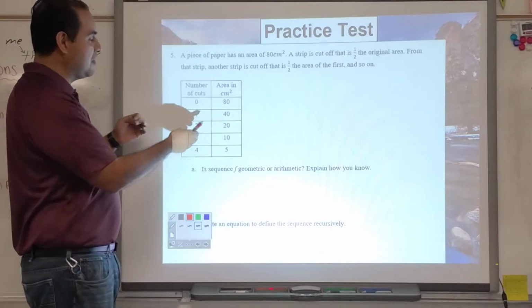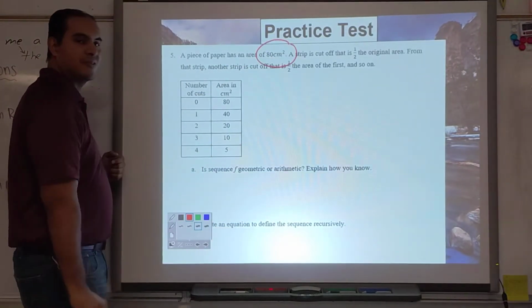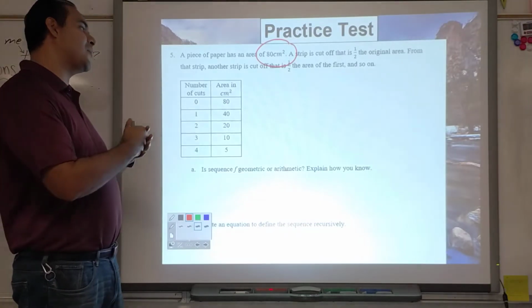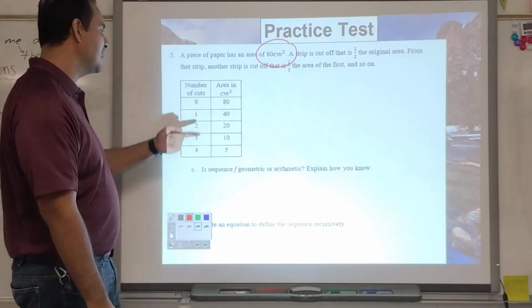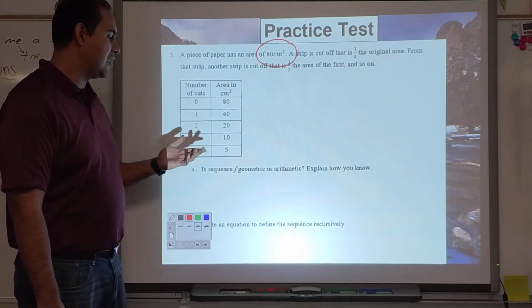When we have a piece of paper and there's 0 cuts, it's starting with an area of 80 centimeters. That is where this 80 comes from. Then we're cutting the paper in half, kind of like how we did in class. Starts at 80 centimeters, then 40, then 20, then 10, then 5.